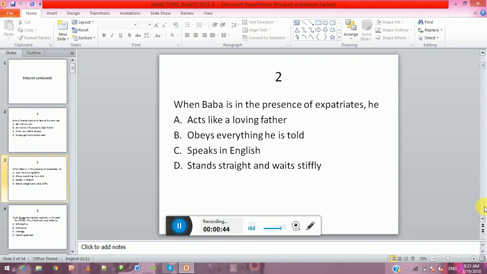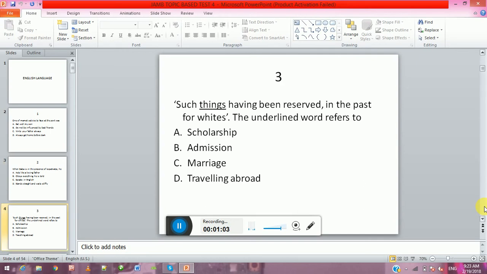When Baba is in the presence of expatriates, he A. acts like a loving father. B. Obeys everything he is told. C. Speaks in English. D. Stands straight and waits stiffly. 3. Such things having been reserved in the past for the whites, the underlined word refers to A. Scholarship, B. Admission, C. Marriage, D. Traveling abroad.